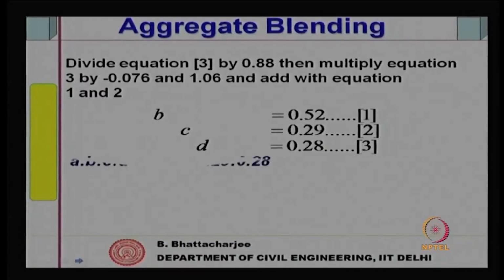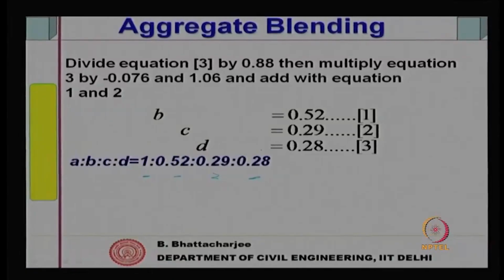You have assumed A equals to 1. So, the A, B, C, D proportion of this is 1.5, 0.52, 0.29 and 0.28. So, proportions is what we are looking at, therefore, A, B, C, D proportions we can get. So, aggregate blending can be done in this manner simply, and you will get 4 equations. One of them of course, you can assume to be 1, because you want to find the proportion of all the 4s, 4 of them or 5 of them, depending upon how many aggregates you have.